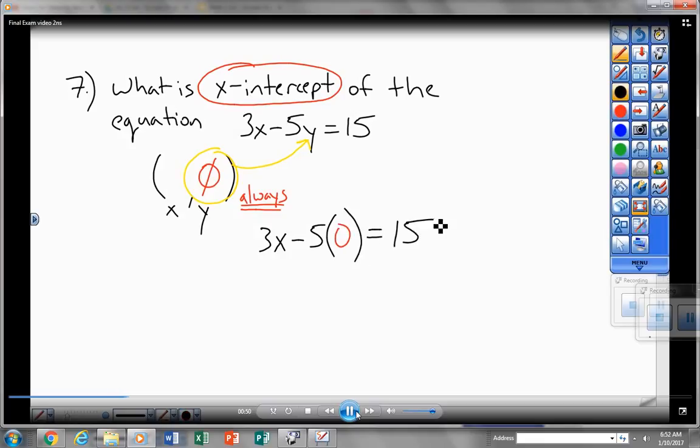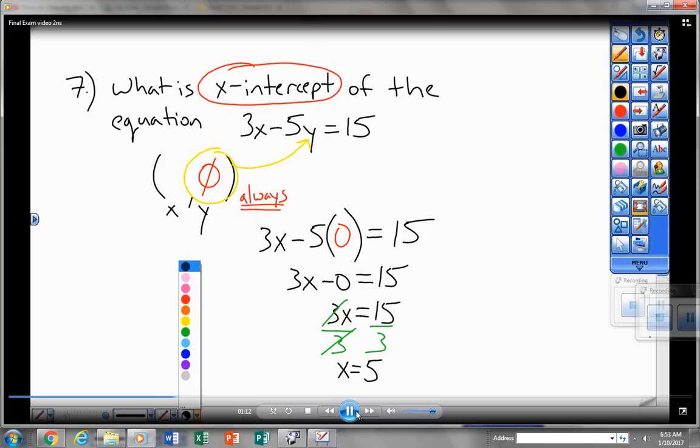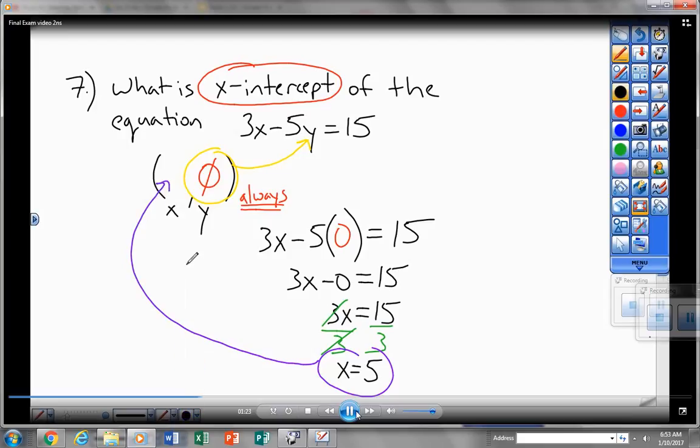So that term goes away, and all I'm left solving is 3x equals 15 when that 0 goes away. Opposite of multiplying by 3 is dividing by 3. That gives me the answer x equals 5. Make sure you do not stop right there. Take that answer and put it into the x coordinate spot to finish up that final answer. So with that 5 put in there, my answer for the x-intercept is the coordinate 5 for x and 0 for y.